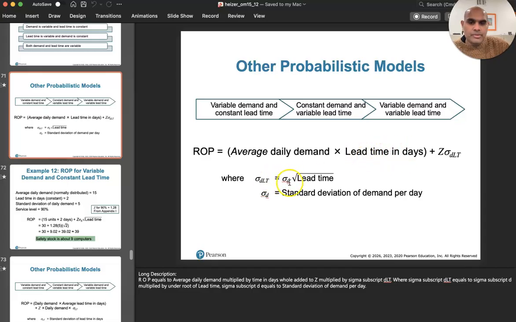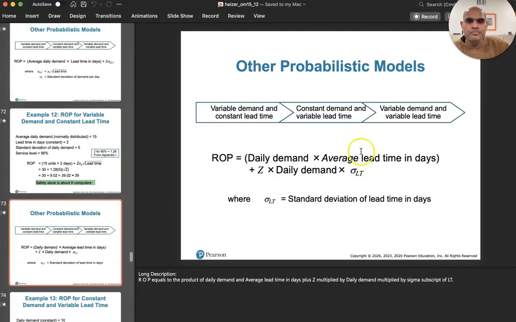So that's why you have sigma D, which is the standard deviation of daily demand. Now, if you assume that lead time is variable, but demand is fixed, so daily demand is a given number, you take the daily demand and multiply it with the average lead time. To that, you add safety stock. Safety stock is just daily demand times the standard deviation of the lead time multiplied by the corresponding inverse probability. All right, so let's look at this example.